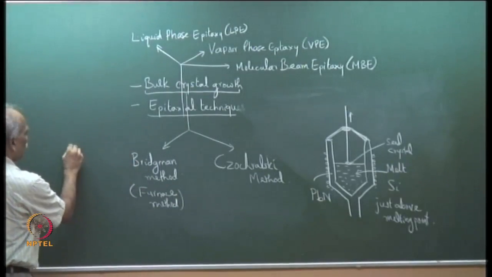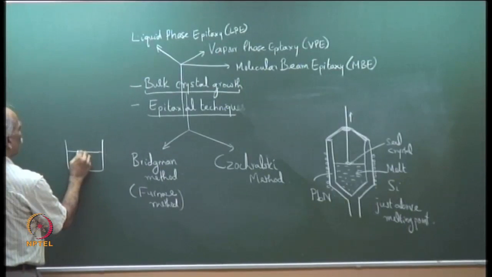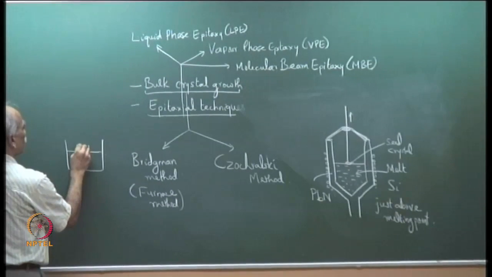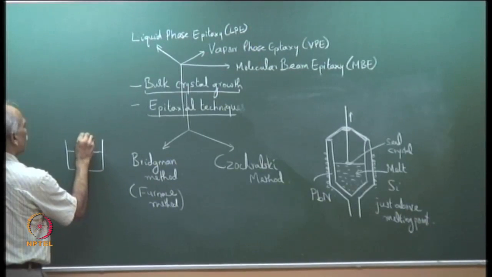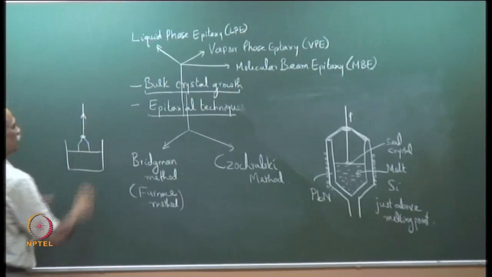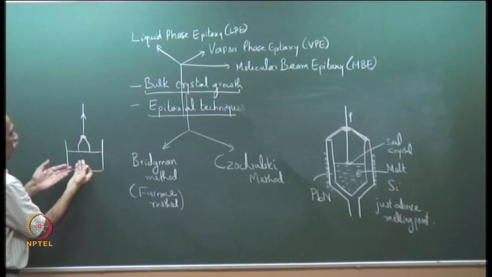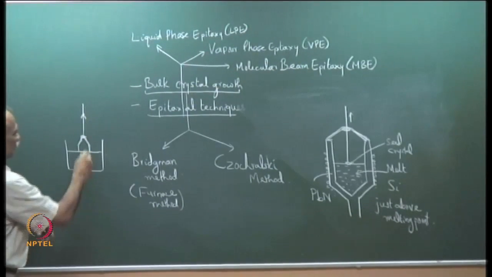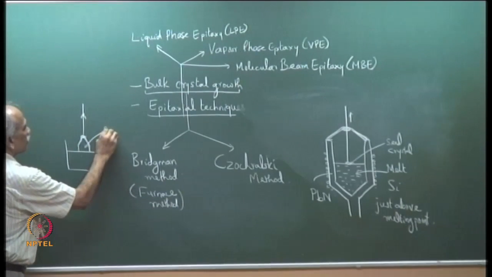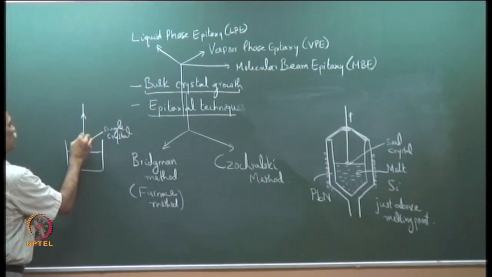For example, let me show you here. You could have big crystals growing. You started with a small seed crystal here, and this is being pulled up. So this is the seed, and the melt is getting crystallized to form the single crystal. So this is the single crystal. This was the seed crystal.